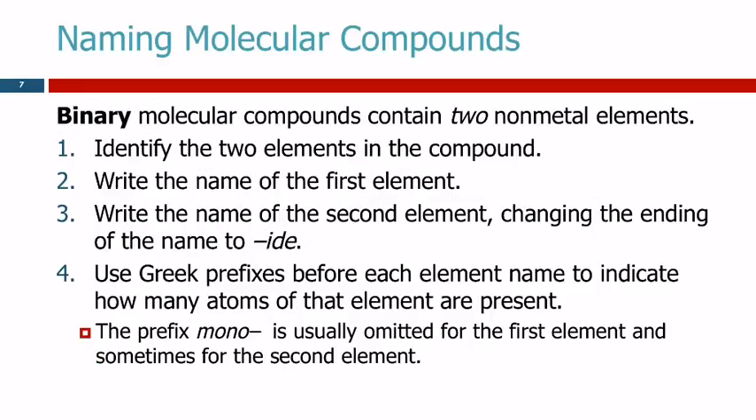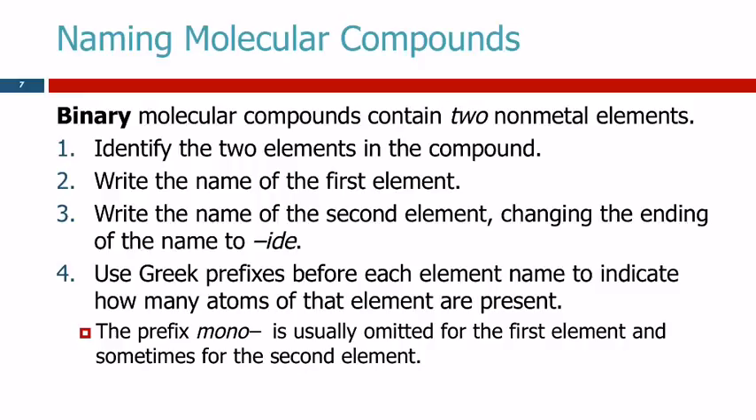So first we're going to look at the molecular compounds. A binary molecular compound. Binary means 2. So this has just 2 elements. So to name a binary molecular compound, we first are going to identify the 2 elements. What are they? Then to write the name, we write the name of the first element first, and then you write the name of the second element.